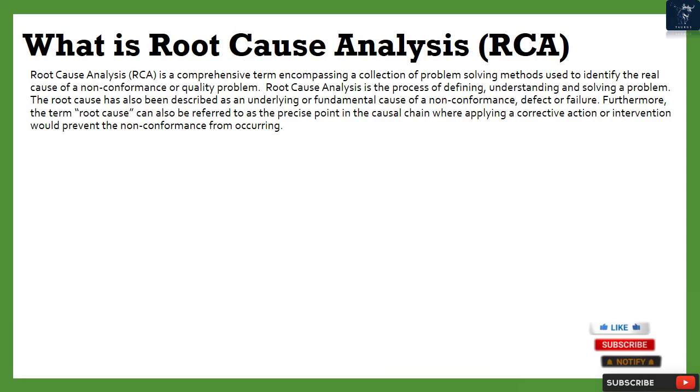What is root cause analysis, RCA? Root cause analysis, RCA, is a comprehensive term encompassing a collection of problem-solving methods used to identify the real cause of a nonconformance or quality problem. Root cause analysis is the process of defining, understanding and solving a problem. The root cause has also been described as an underlying or fundamental cause of a nonconformance, defect or failure. Furthermore, the term root cause can also be referred to as the precise point in the causal chain where applying a corrective action or intervention would prevent the nonconformance from occurring.